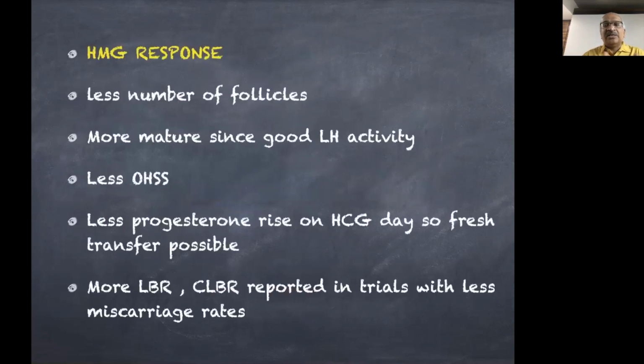And what happens with an HMG response? What's the difference between an HMG response and a recombinant FSH response? With HMG, you would get a smaller number of follicles, but the maturity of the follicle will be better because the two-cell, two-gonadotrophin theory works better there because of good LH activity. Less OHSS will be there. Less progesterone rise on the day of HCG compared to rFSH. So a fresh embryo transfer is possible. More live birth rate and cumulative live birth rate have been reported, with less miscarriage also reported in all the trials published till date.